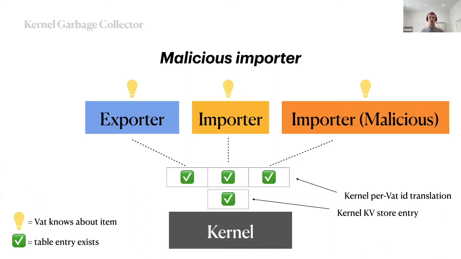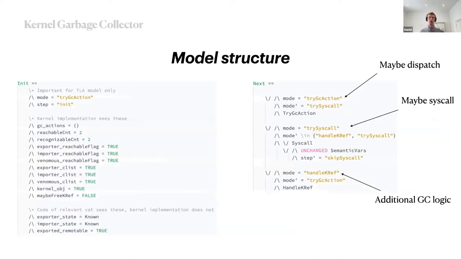In our model, we model 3 VATs. The model structure is quite simple. I won't show it all, but we start with an init step. The mode and step variables are just artifacts of the modeling. They don't have any meaning in the protocol, but they're useful for guiding the logic of the model. You'll notice that many of the variables are Booleans, and there are also 2 integers, which are the reference counts. Because we only model 3 VATs, the reference counts are quite small, which helps to keep the state space small.